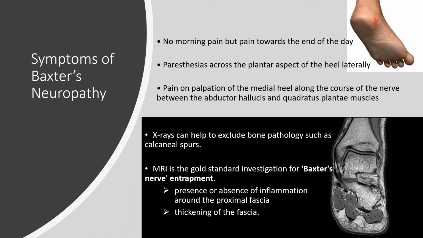Now, if you have these symptoms, how do you prove it's Baxter's neuropathy? You can get an x-ray that can show the pathology of a potential bone spur in that area, as well as an MRI can show if the muscles have hypertrophied around it, causing some compression of that nerve. Compression of the nerve also creates some fluid and inflammation around that nerve and some thickening of the fascia itself.